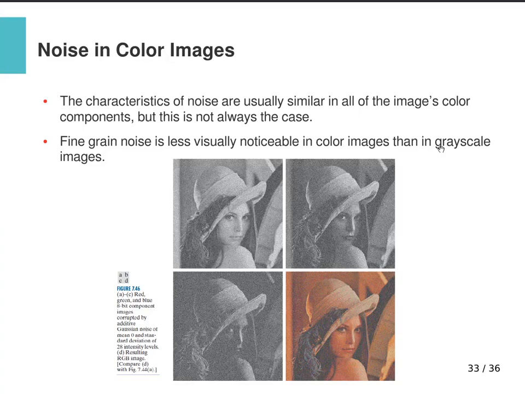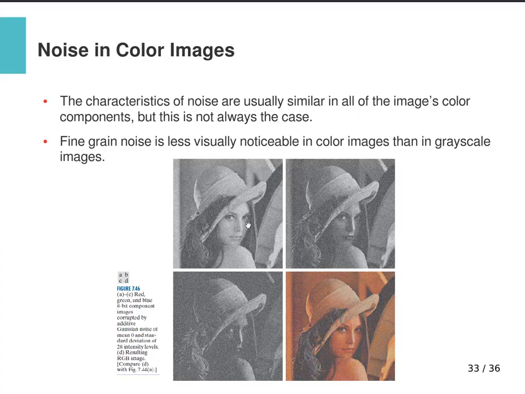What about noise in the color images? So usually the characteristics of noise are similar in all of the image color components, but this is not always the case. So for example, if you are using a red filter when you're capturing with a camera, definitely the noise characteristic will be different in the red component than in the green and blue components. So generally speaking, fine-grained noise is less visually noticeable in color images than it is in grayscale images. So let's just take a look at one example.